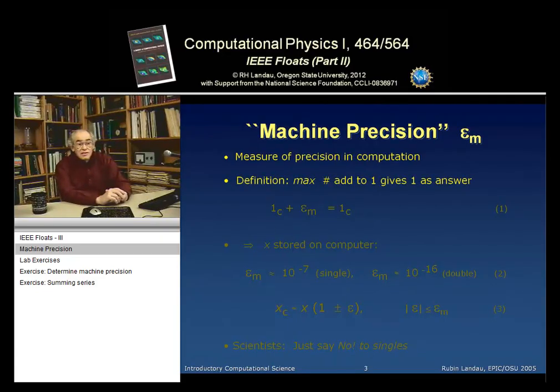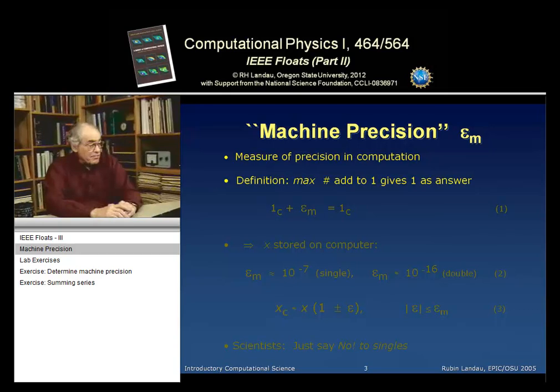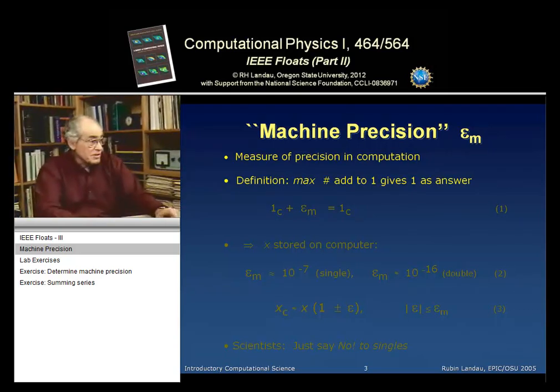And it's very easy. It says if I have a computer number and I just keep adding a small number to it and make the number smaller or bigger, until at some point it changes the number, that's the machine precision. If you want, you can say here in equation 1, we need to find the largest possible value of epsilon sub m, epsilon meaning some relative error, m meaning machine, so this is machine precision, the largest value of this small number such that when we add it to 1 as stored on the computer gives us 1 back.